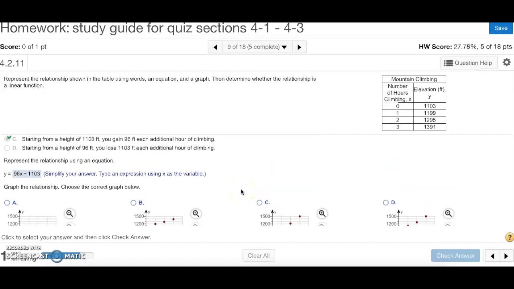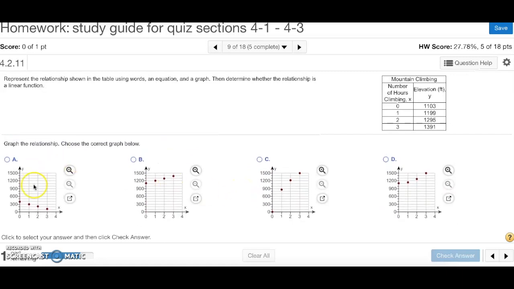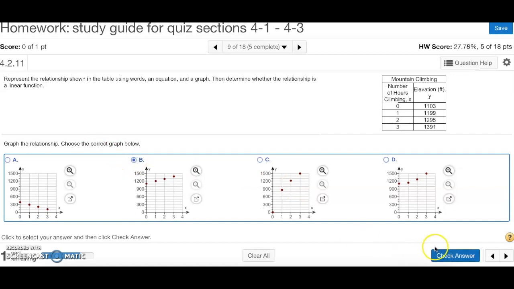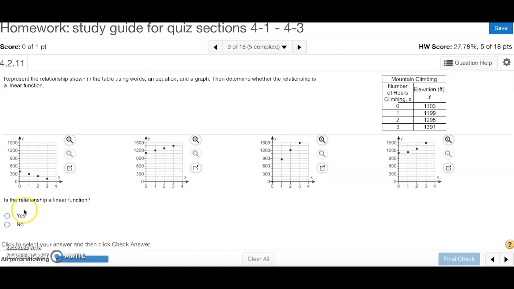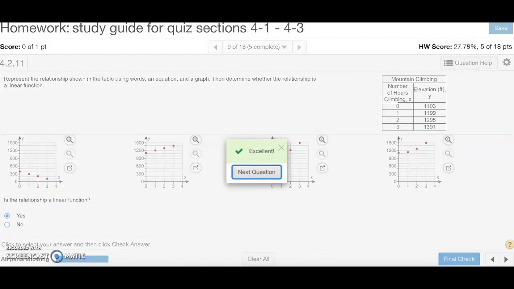Now for my graph, we are increasing, so it's not going to be A. D is not going to be our choice because we're increasing by a constant rate, and this does not represent a constant rate. So, in fact, neither does C, so it's going to have to be B. And it is linear. And that's number 9.